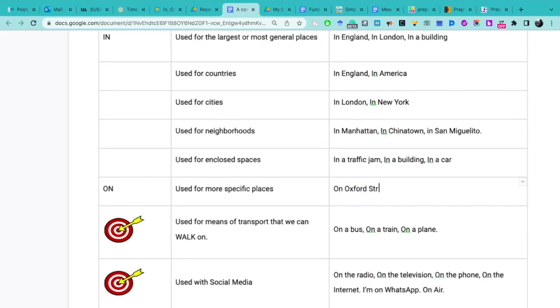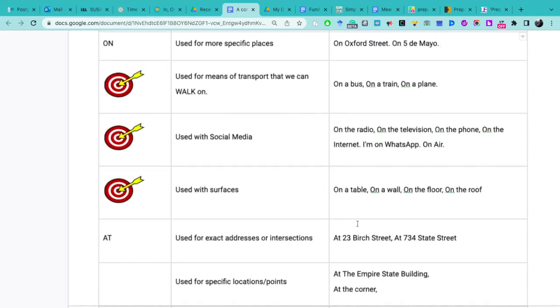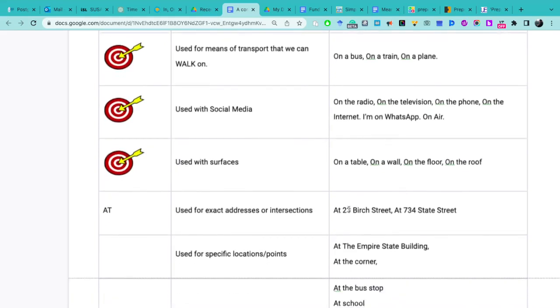Oxford Street. With names of streets, we use the preposition on: on Oxford Street, on Cinco de Mayo. We also use on to talk about the names of streets. But when we have the intersection, the exact address, we use at: at 23rd Bird Street or at 734 State Street.